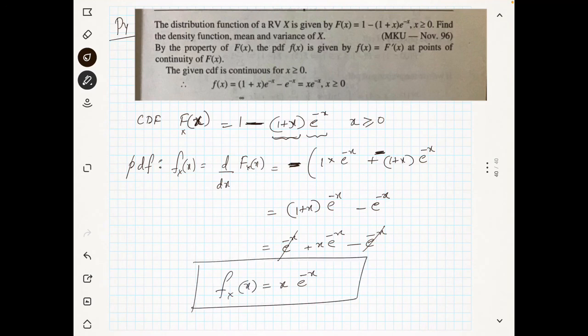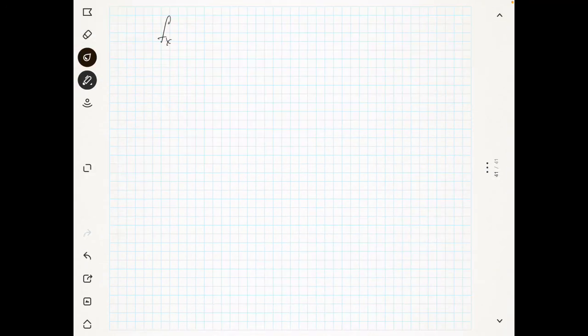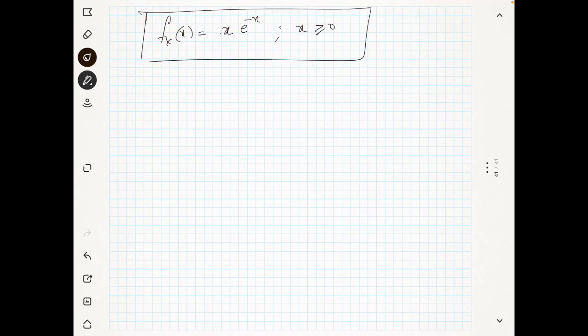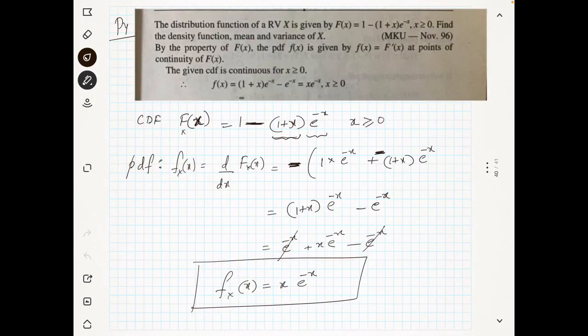This is your fx of x. Okay, just differentiate. Now you got fx of x. Fx of x is nothing but x into e power minus x such that x is greater than or equal to 0. This is your PDF. Now what is the second part of the question? That's what you have given here, you have got it. Okay, I have written the answer here also, so you can refer to both. Now find the mean and the variance of x.